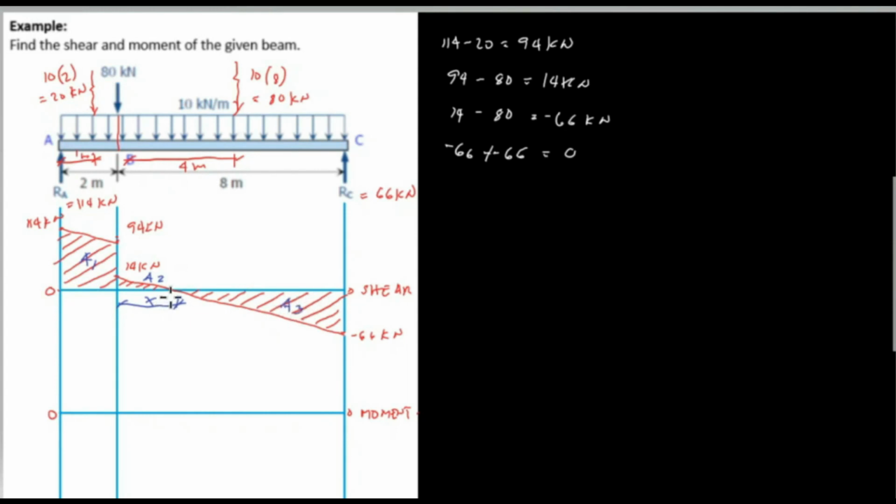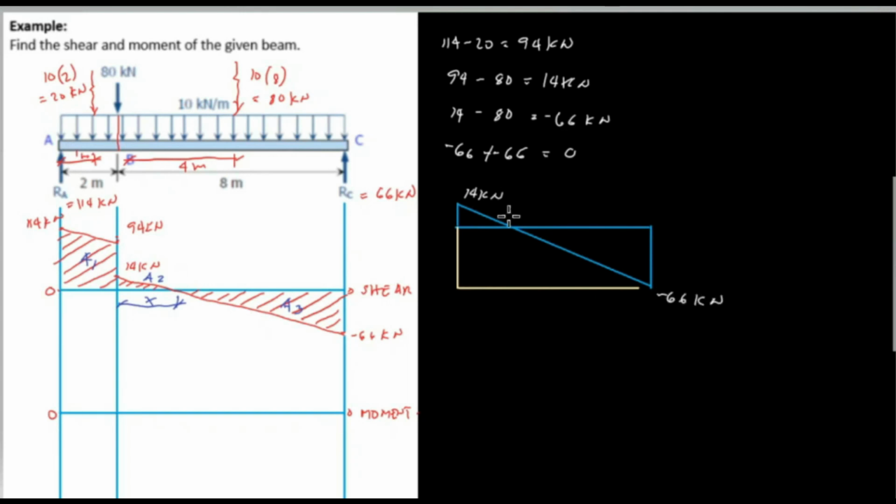So let's find the value of X using ratio and proportion. By using the ratio and proportion, we transfer it here, we have 14 kilonewtons, this one, and this is negative 66 kilonewtons. So this blue one is area 2 and area 3, and this will be distance X.